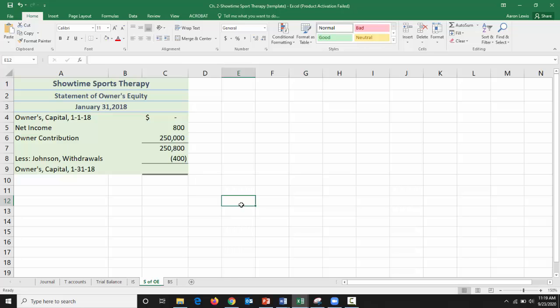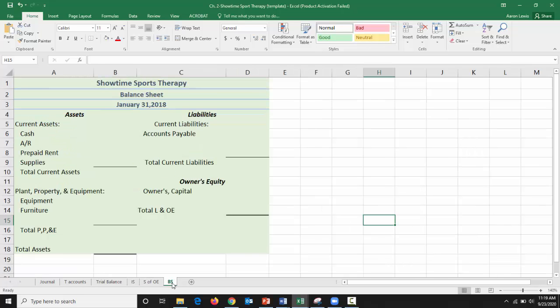So we could have been worth $250,800, but our owner took $400 out of the business, which means the actual value of the business at the end of the period is $250,400. And now that we know what our ending balance of capital is, we can go through and do the last of our financial statements, which is the balance sheet.